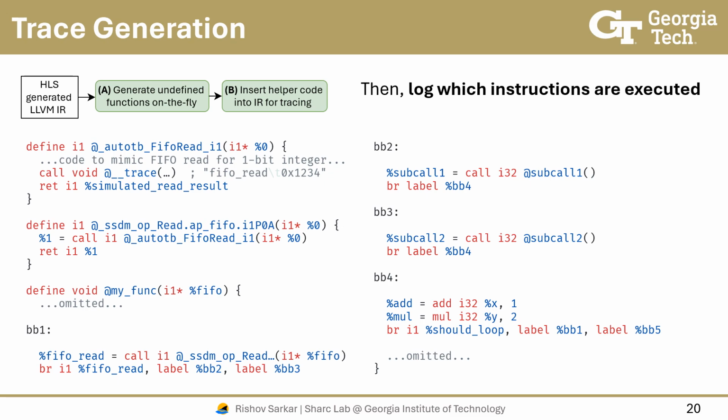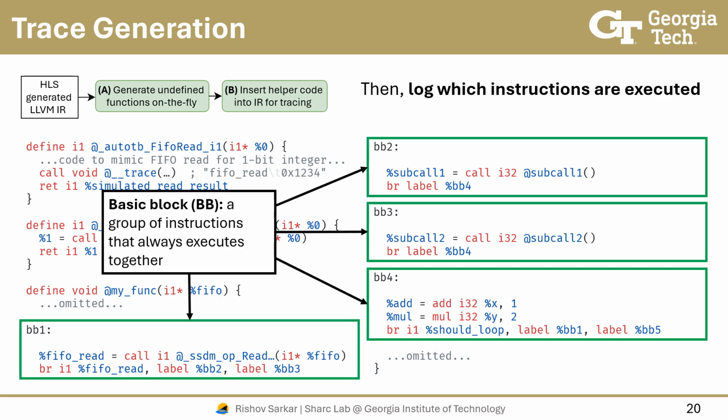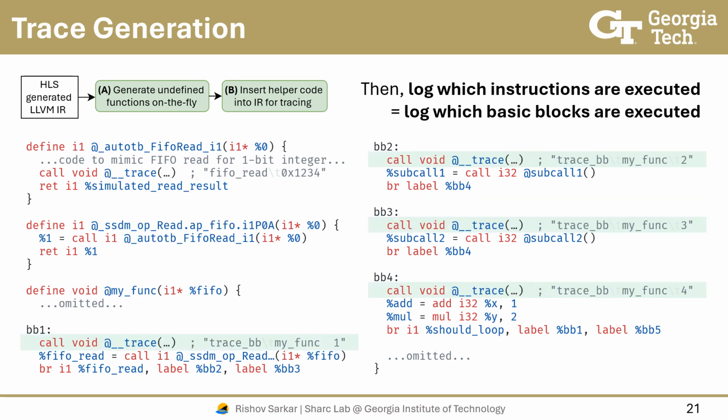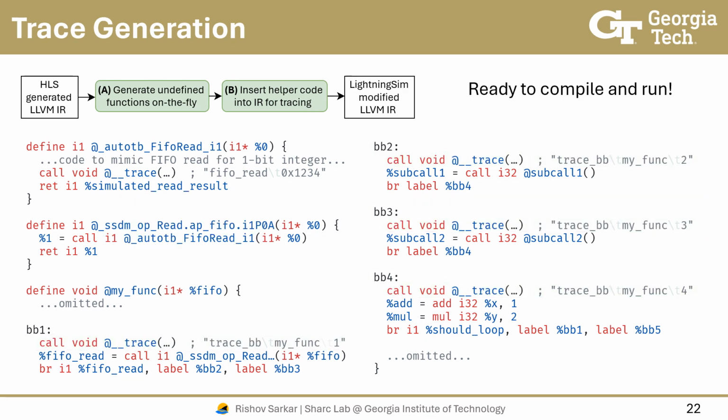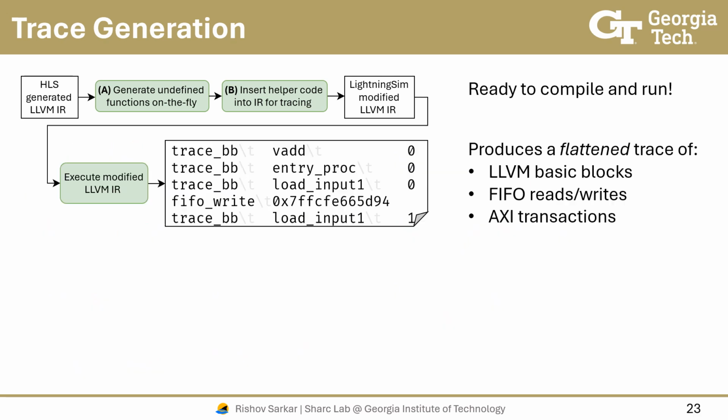Then, we need a way to figure out which instructions actually execute when we compile and run this code. LLVM-IR is organized into basic blocks, which are groups of instructions that always execute together. Therefore, logging which instructions are executed reduces to just logging which basic blocks are executed. We insert a call to a tracing function at the start of each basic block. Now this code is ready to compile and run.